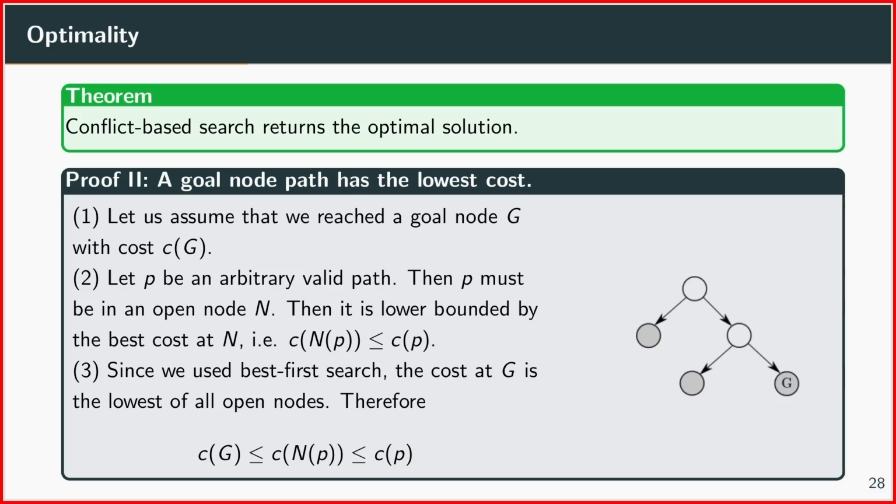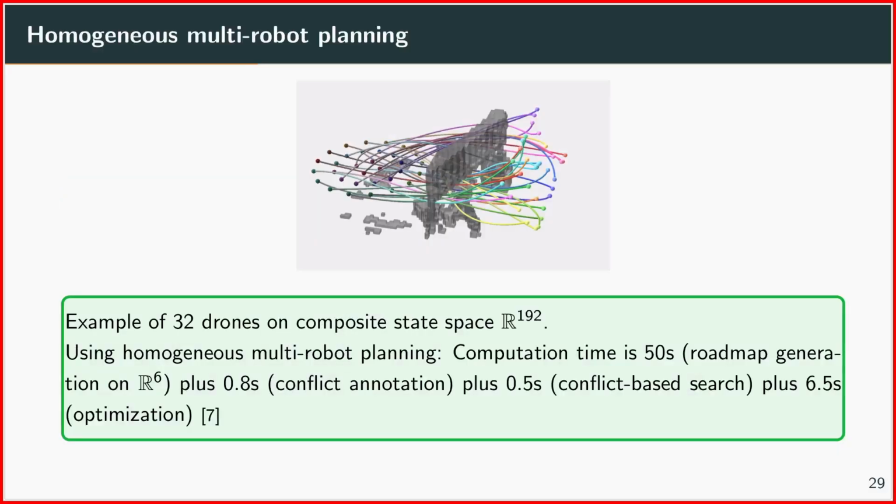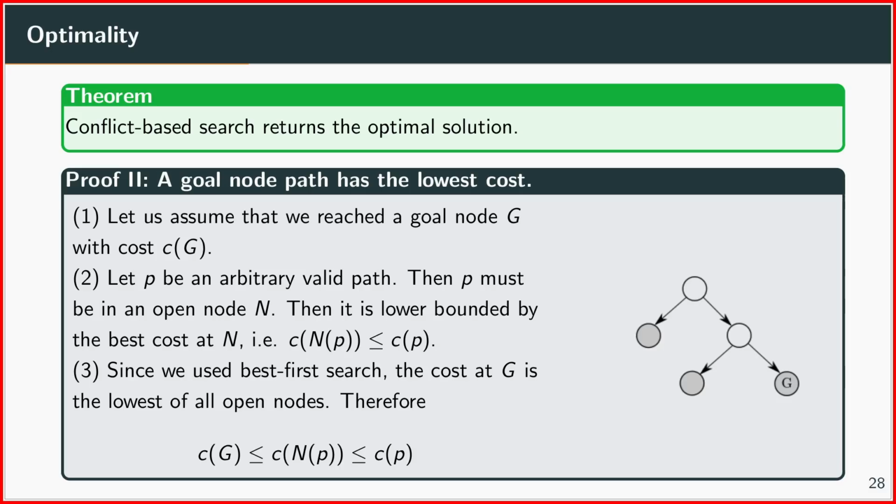And because we also used best first search, the cost at G must be the lowest of all open nodes. And therefore, we can have this inequality here where we have taken a valid arbitrary path, and its cost has to be greater than or equal to the cost of the best path at its specific node. And this one has to be greater than or equal to the cost at the goal node. And so this basically shows you that the lowest cost is actually attained at the goal node. And this shows in turn that we reached an optimal solution.